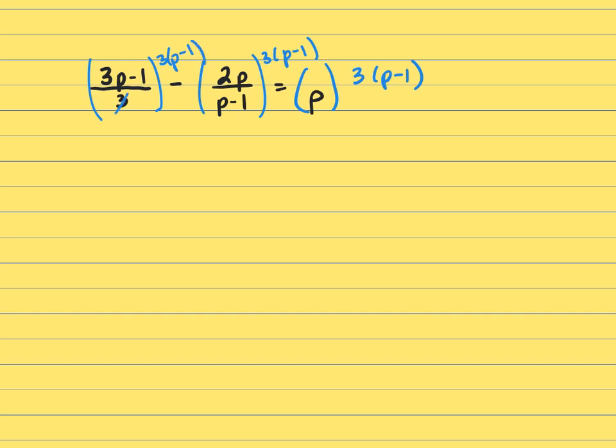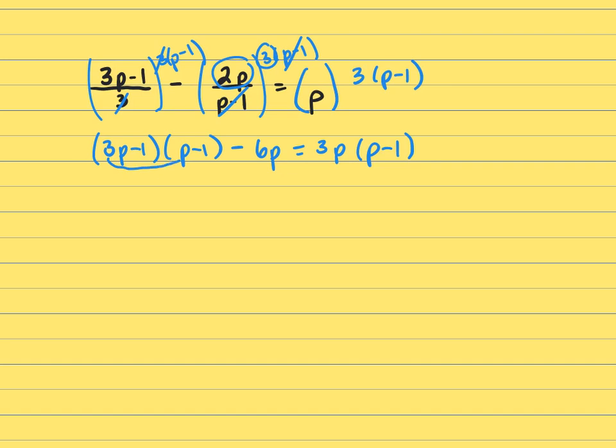All right, so here the 3's cancel, and you're left with 3p minus 1 times a p minus 1 minus, here the p minus 1's cancel, and you're left with 3 times 2p, or 6p, and there's nothing to cancel on the right-hand side, so you're just left with a 3p and a p minus 1. Now let's FOIL this out.